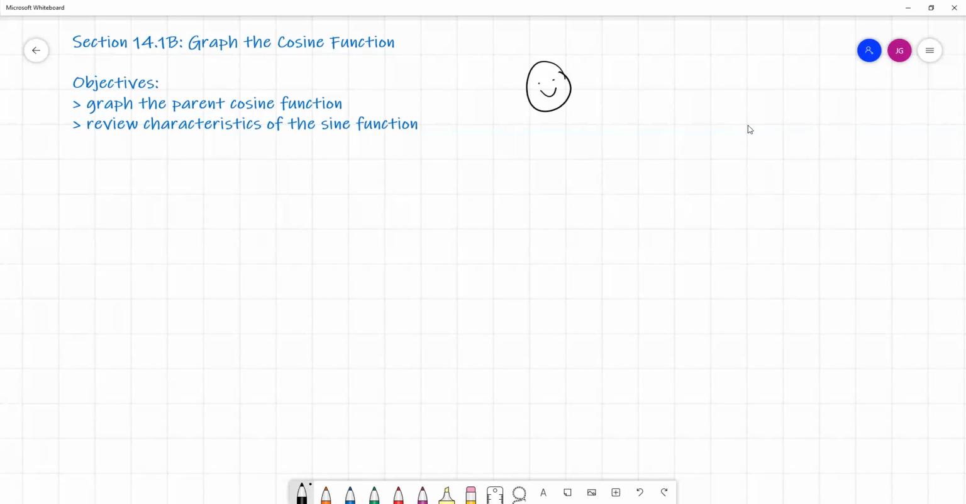So our objectives are to graph the parent cosine function and then review characteristics of the sine function, okay? Today's gonna be pretty easy in a sense that it's almost the same as what we did in 14.1a. The only difference is we're doing it with cosine, and so the values are gonna look a little different, right?